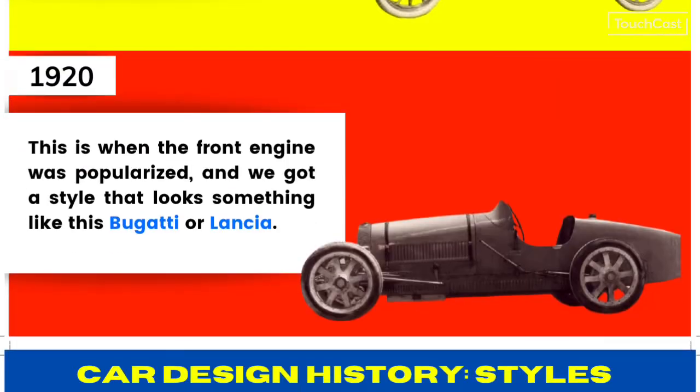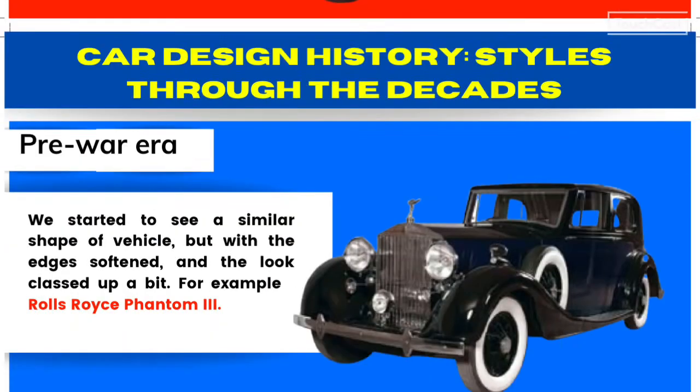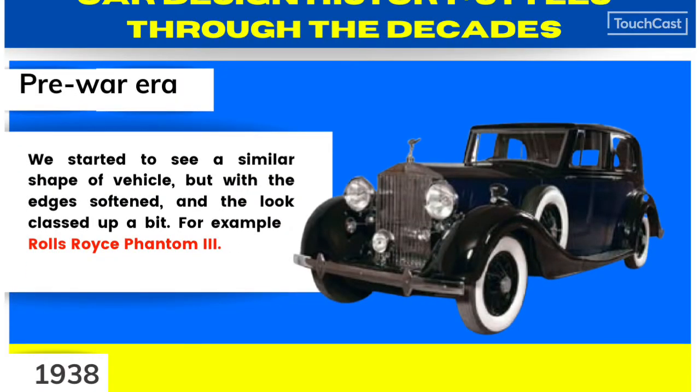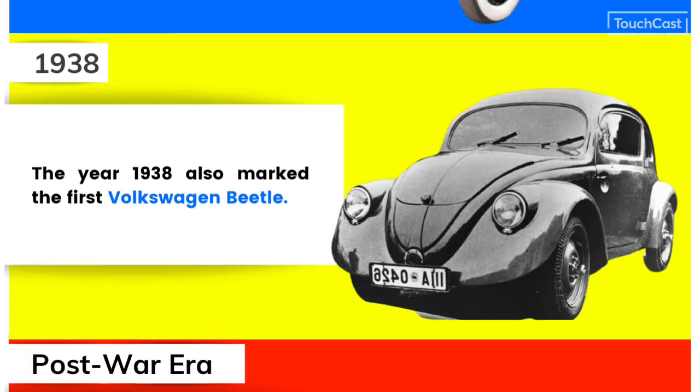Next, 1920. This is when the front engine was popularized and we got a style that looked something like this, Bugatti or Lancia. Next, we move to the pre-war era. We started to see a similar shape of vehicle, but with the edges softened and the look classed up a bit. For example, Rolls-Royce Phantom 3. Next, 1938. The year 1938 also marked the first Volkswagen Beetle.